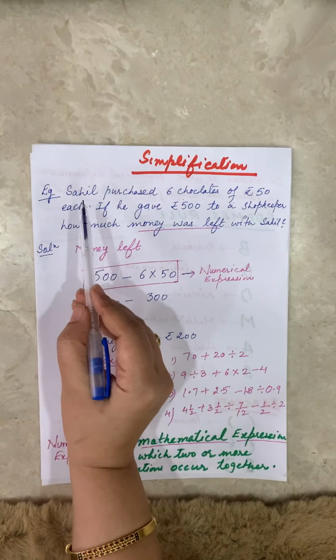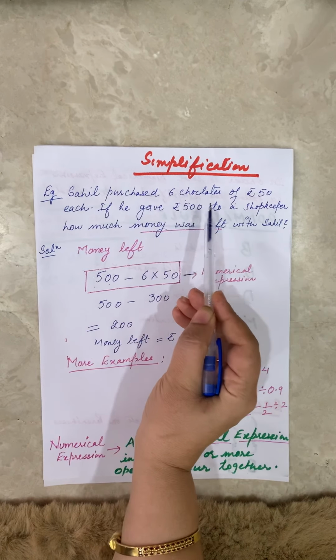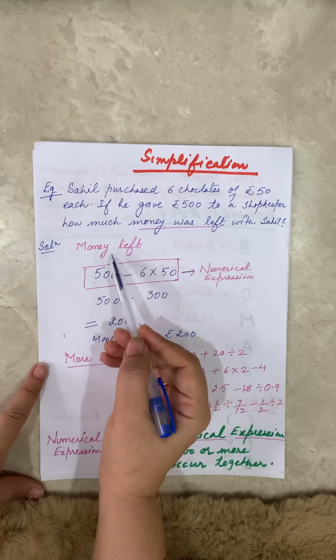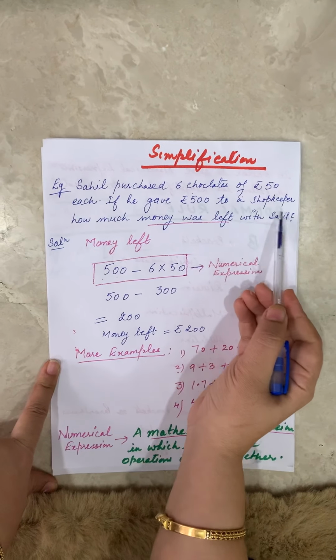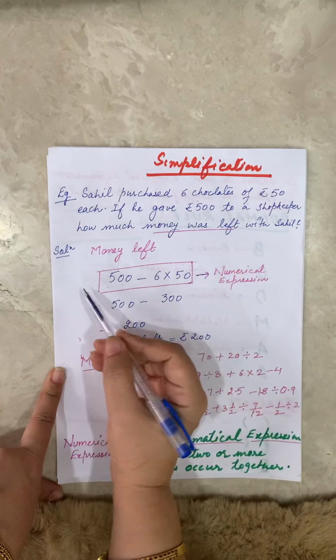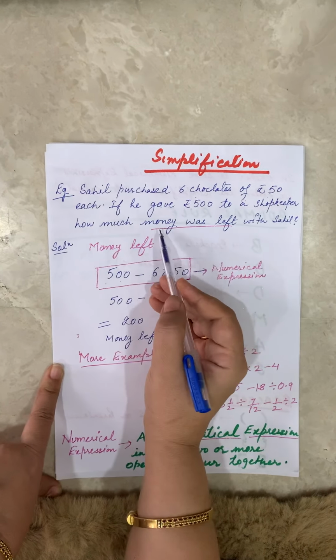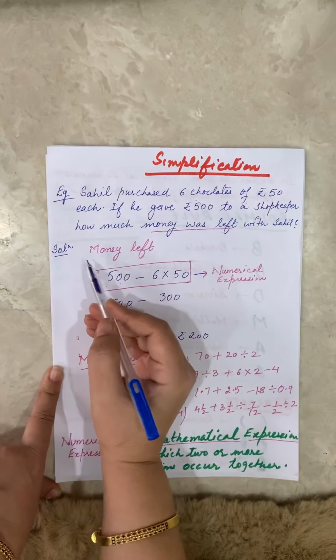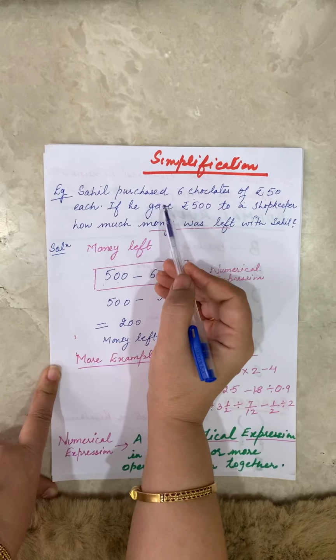Now the example is: Sahil purchased 6 chocolates of rupees 50 each. If he gave rupees 500 to a shopkeeper, how much money was left with Sahil? Now in this question we have to find out what was money left with Sahil. So let's read this problem again.